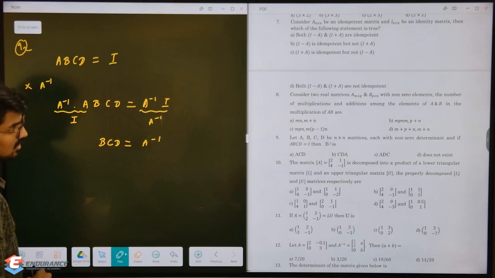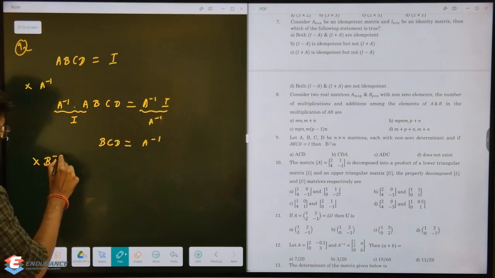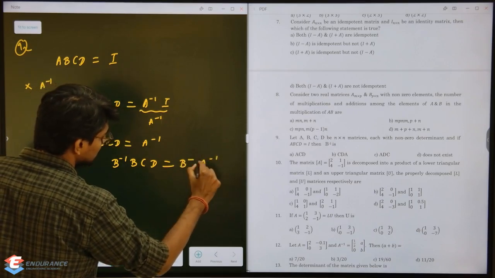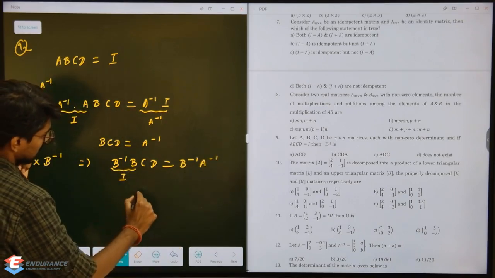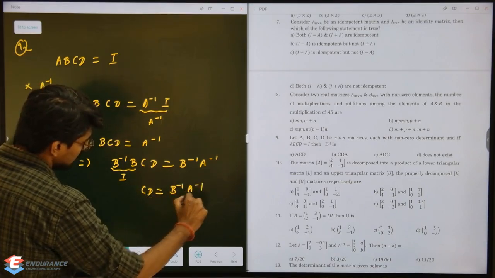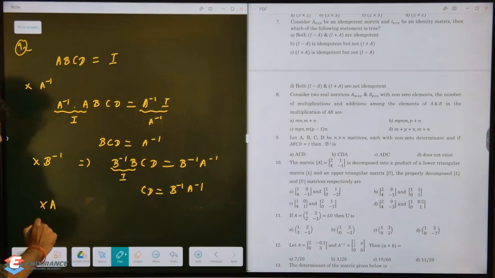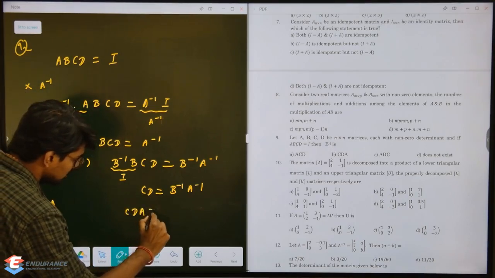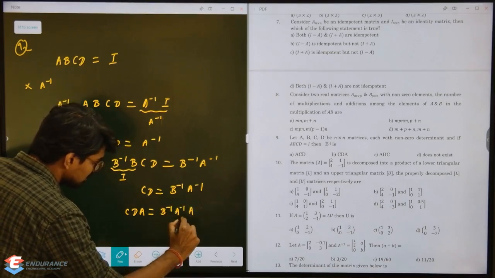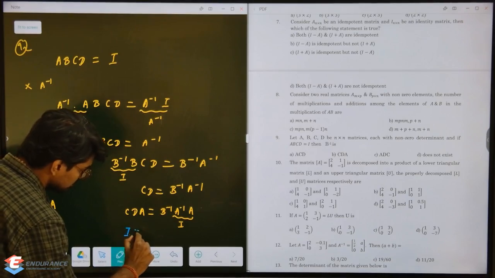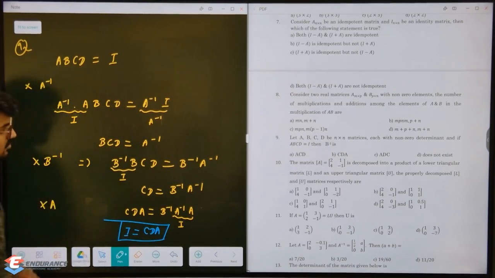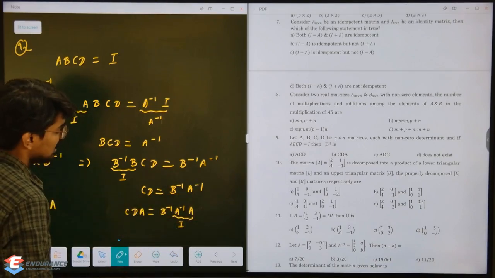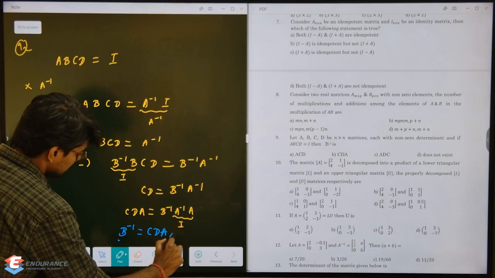What I actually want is to find B inverse. So let me multiply with B inverse on both sides. B inverse into B, C, D is equal to B inverse A inverse. Multiplying left side, this is I. So C, D equal to B inverse A inverse. Now multiply with A on the right side, not left side. CDA is equal to B inverse A inverse A. This is nothing but I. So CDA is equal to B inverse into I, which is B inverse. So B inverse equal to CDA.